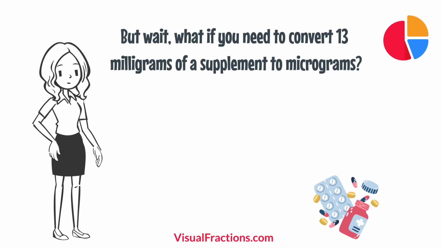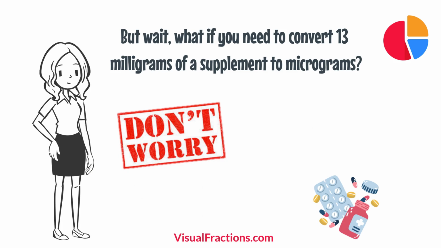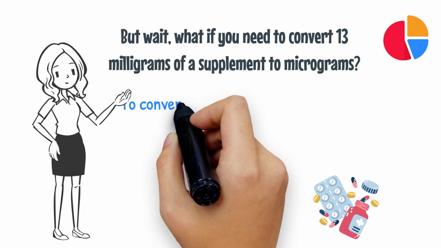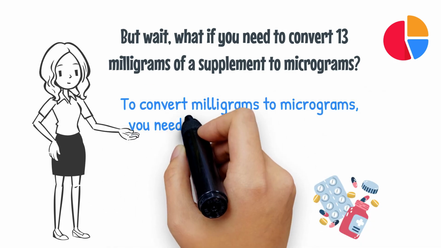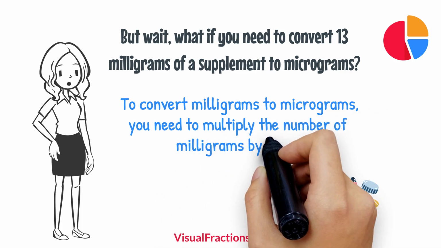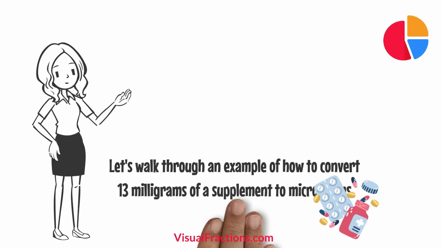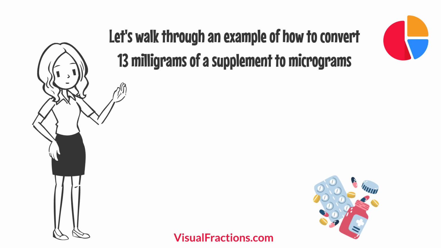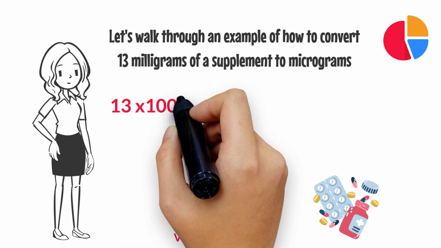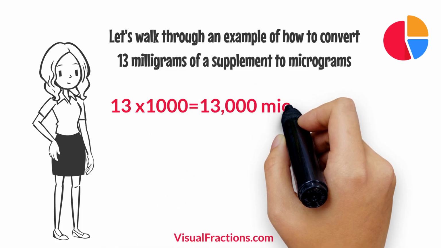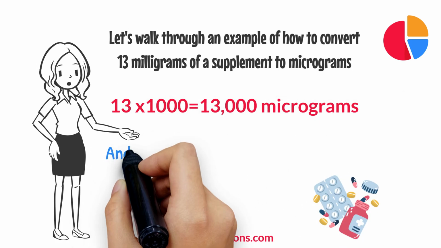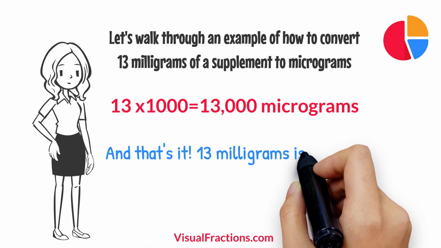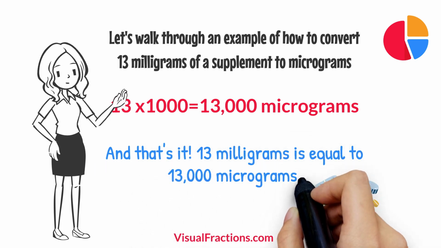But wait, what if you need to convert 13 milligrams of a supplement to micrograms? Don't worry, we've got you covered. To convert milligrams to micrograms, you need to multiply the number of milligrams by 1000. Let's walk through an example of how to convert 13 milligrams of a supplement to micrograms. We start by multiplying 13 by 1000. This gives us 13,000 micrograms. And that's it. 13 milligrams is equal to 13,000 micrograms.